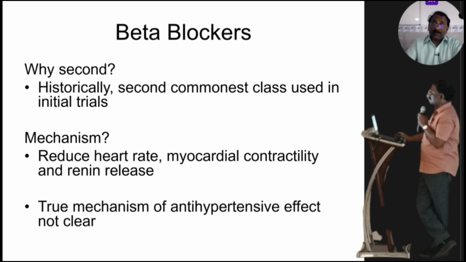Name the beta blockers. Metoprolol, bisoprolol, atenolol, acebutolol, esmolol, good, propranolol, timolol, sotalol, nebivolol, carvedilol. Okay, so out of them, the common beta blockers which are useful in the management of hypertension are atenolol, metoprolol, bisoprolol, carvedilol, nebivolol.